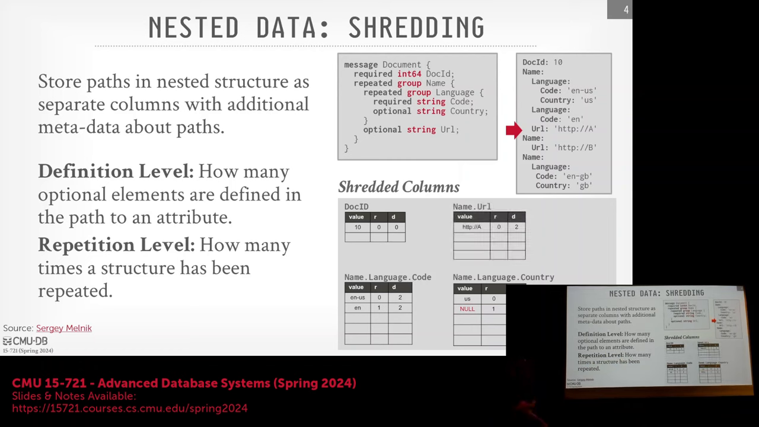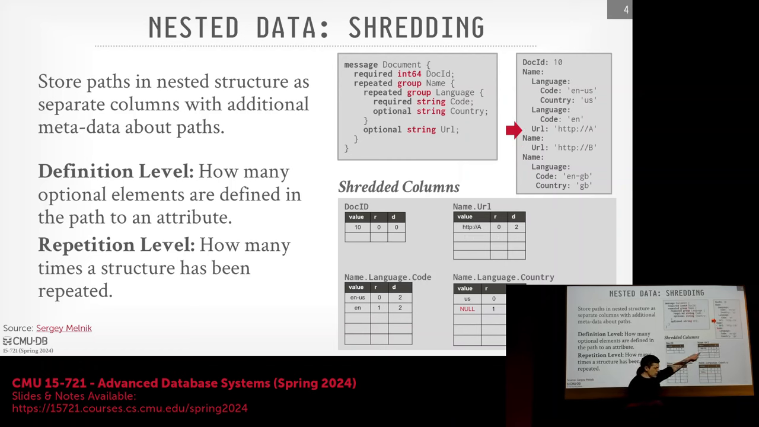Then we go down to the URL here, and again, repetition is zero because we're the first name in our group, just like we were in document. But then our definition is two because it went from name and then to URL, just as we were over here. Then we go down to this group. Sorry, it's just a name with a URL and no other attributes for the language.